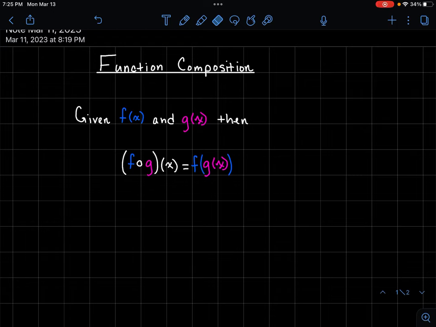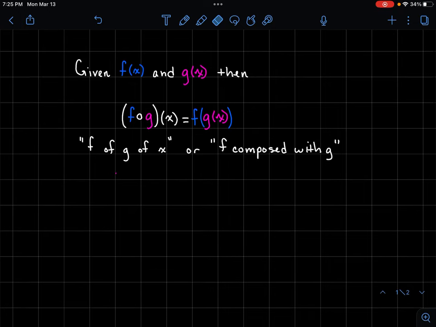So we would take the g function, plug it into the f function. The way we pronounce this is f of g of x, or sometimes you may hear f composed with g, but most of the time you will pronounce it f of g of x. And we could switch the letters around and end up calling it g of f of x. Sometimes people refer to this as fog and gof. So that's what function composition is.